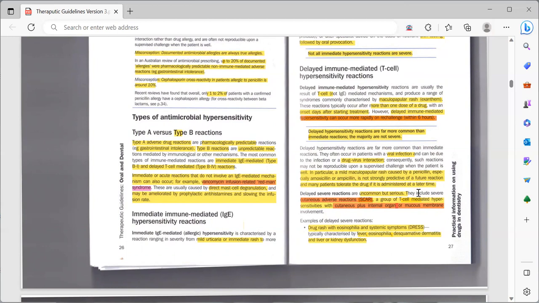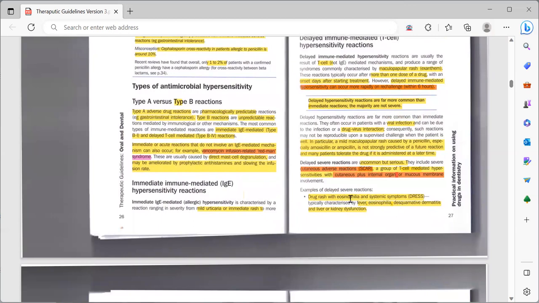Delayed severe reactions are uncommon, but they are serious. If they do happen, it is a very serious thing. They include severe cutaneous adverse reactions, a group of T cell mediated hypersensitivities with cutaneous plus internal organ or mucous membrane involvement. They follow a certain pattern: there would be a rash or skin involvement plus internal organ or mucous membrane involvement.